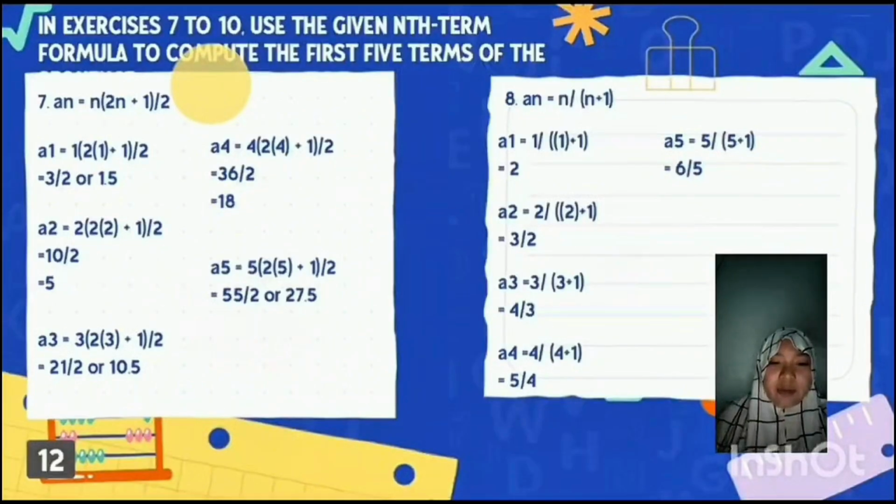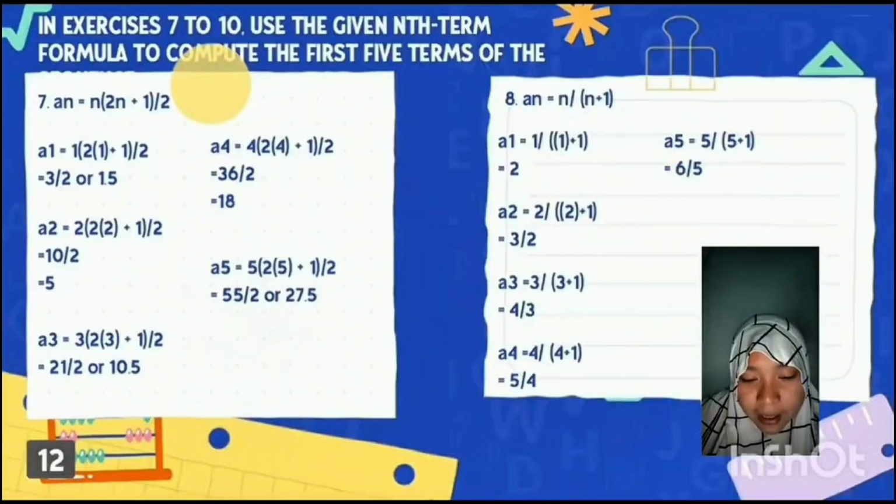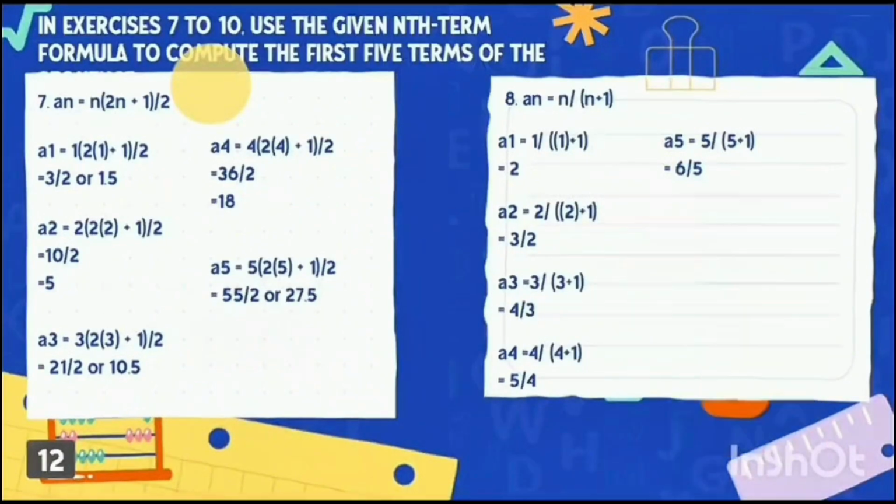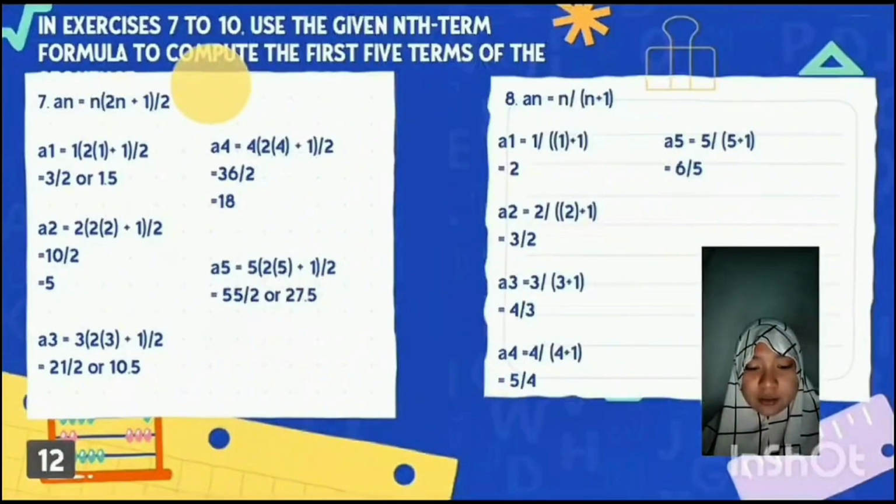Okay? 5 every formula. So, we have here number 7. We have an equals to n open parenthesis 2n plus 1 close parenthesis divided by 2. So, actually palitan mo lang ng number yung n, number 1, number 2, number 3, and 4 and 5. So, we have to solve it. Hanapin natin yung 5 terms. So, mag-solve lang po tayo ng lima. So, palitan nyo. And after papalitan, isa-solve nyo.